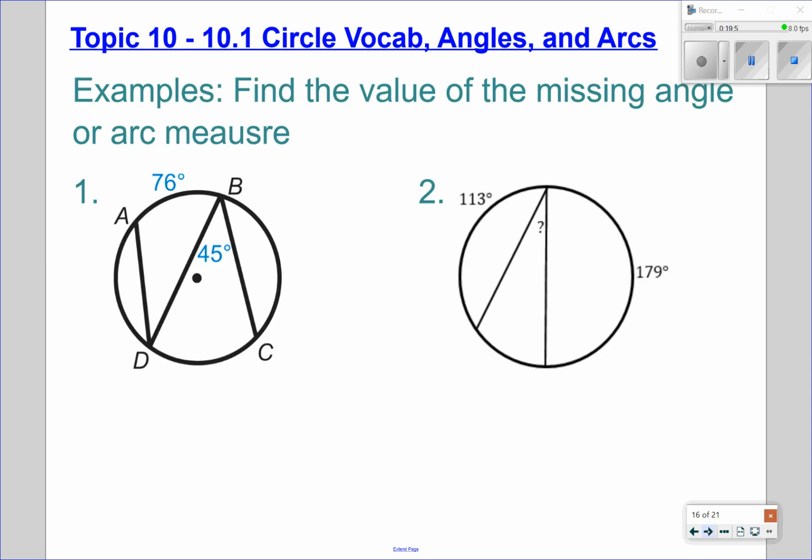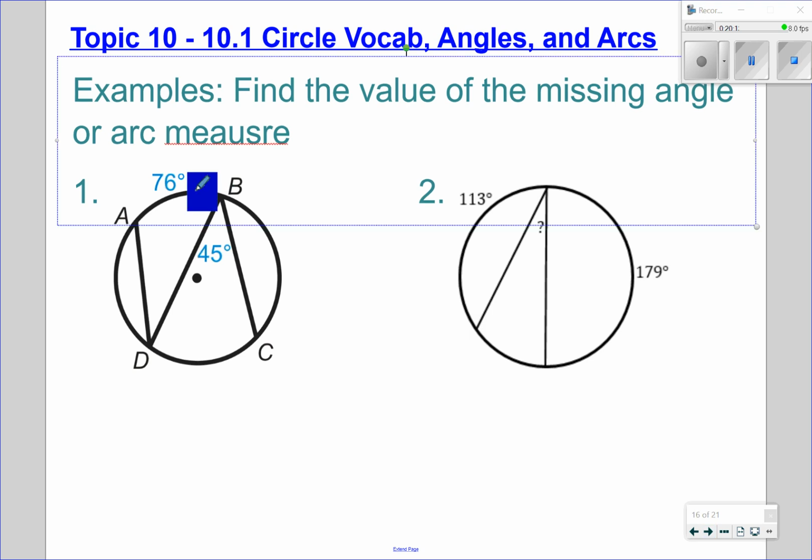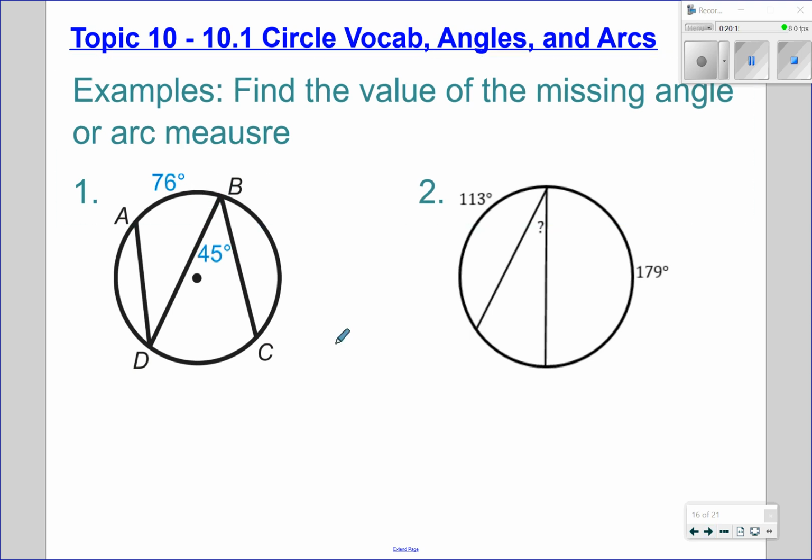So let's go ahead and use this. If you want to go ahead and pause your video, copy these down, and see if you can come up with it. We're finding the value of the missing angle or arc measure. If you're solving, we know that this 76 actually represents this arc right here. So the 76 represents this arc. These are actually A and B, endpoints of this inscribed angle.